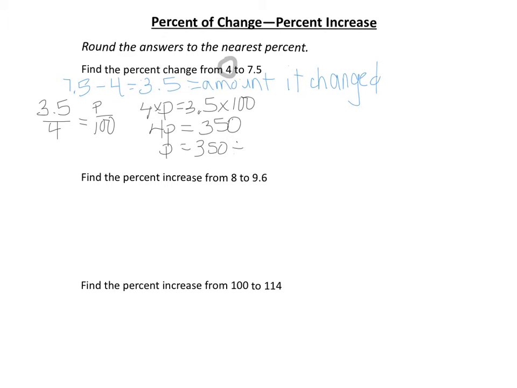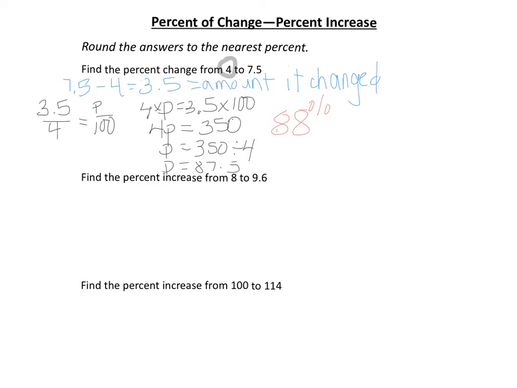And we get that P equals 87.5, but we are asked to round to the nearest percent, meaning nearest whole number. So we end up with 88%.